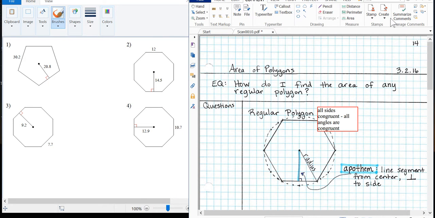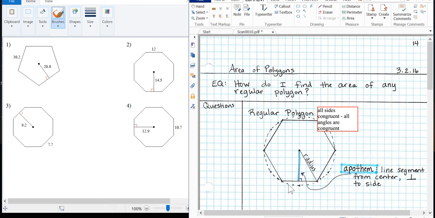Alright, so we're going to take a quick look at area of polygons. There's a lot of different formulas out there for finding area of various polygons, but today let's look at regular polygons. So here in the little red box we have a basic definition of what a regular polygon is. All sides are congruent and all angles are congruent.